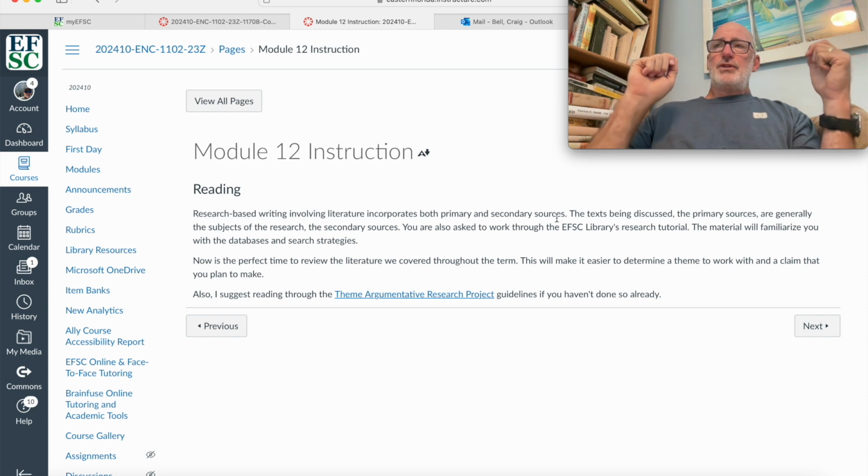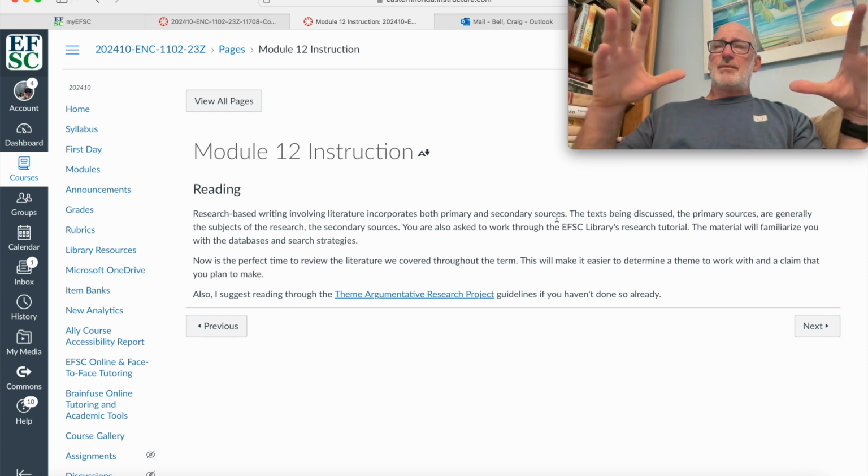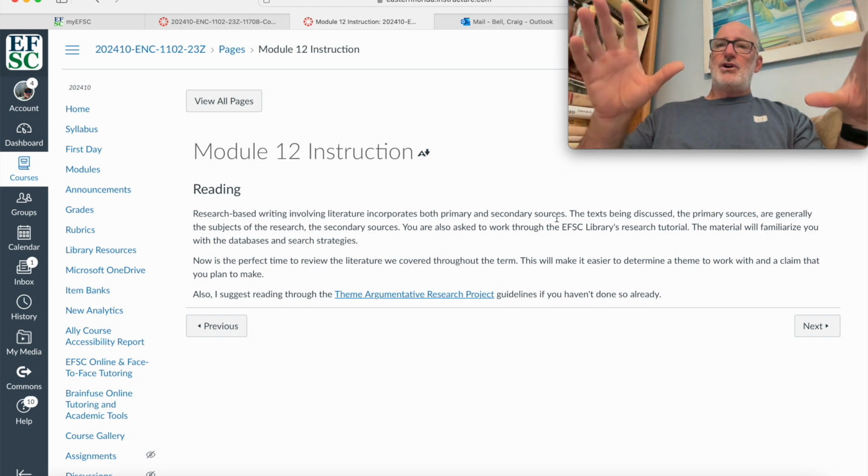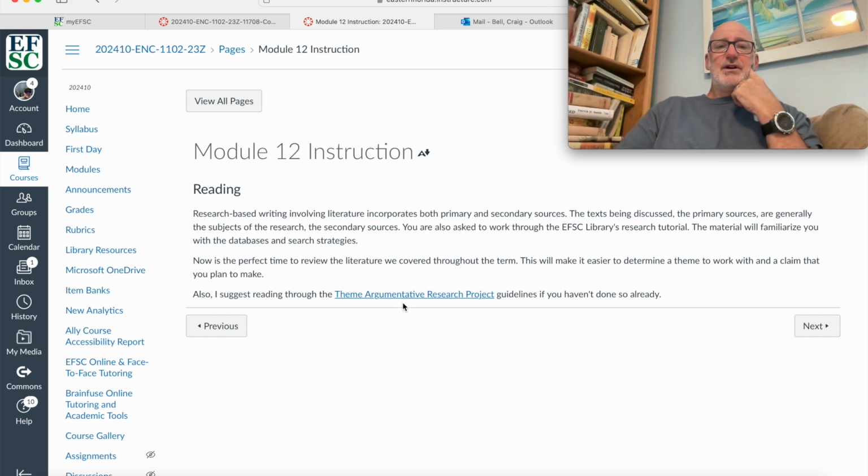So if you're looking at that, if that's your theme, start thinking about the works that might fit this theme, and those would be some primary sources. But when we get to the assignment, right now you need to make sure you're looking up the theme argumentative research project. Okay, let's look at these guidelines.